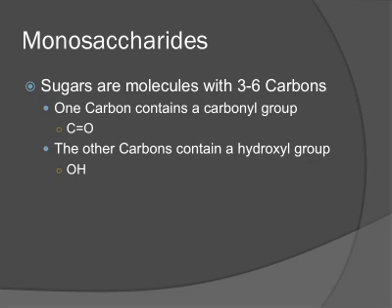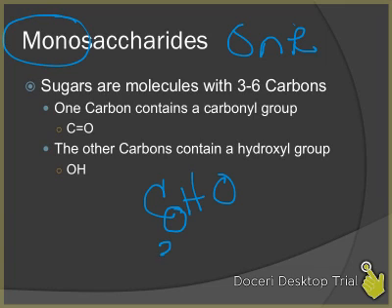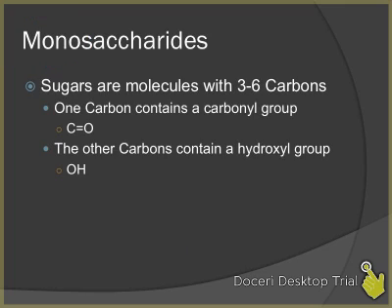So let's talk about monosaccharides now. Remember, monosaccharides are our one sugar compounds. These are sugars with molecules that contain 3 to 6 carbons. So when we're talking about our formula for sugar, this number right here is going to be 3 to 6. These usually have one carbon that contains a carbonyl group, and a carbonyl group is a group that has a double bond with an oxygen in it.